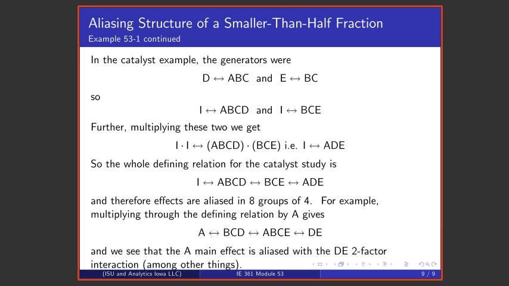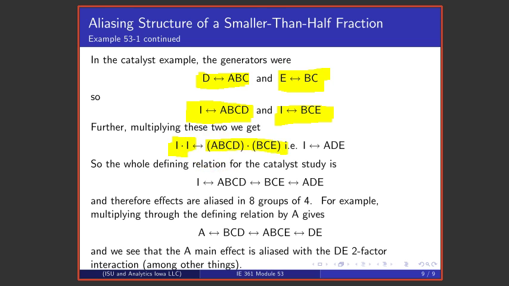So here's an example of that for the Hansen and Best catalyst study. The two generators for the experiment design were: levels of D were gotten by ABC products, levels of E were gotten from BC products. If I take this and multiply through by D, I get that. If I take the second generator, multiply through by E, I get I equivalent to BCE. If I then take this and multiply by that, both sides, I get I times I equivalent to the product of A, B, C, D, and BCE.